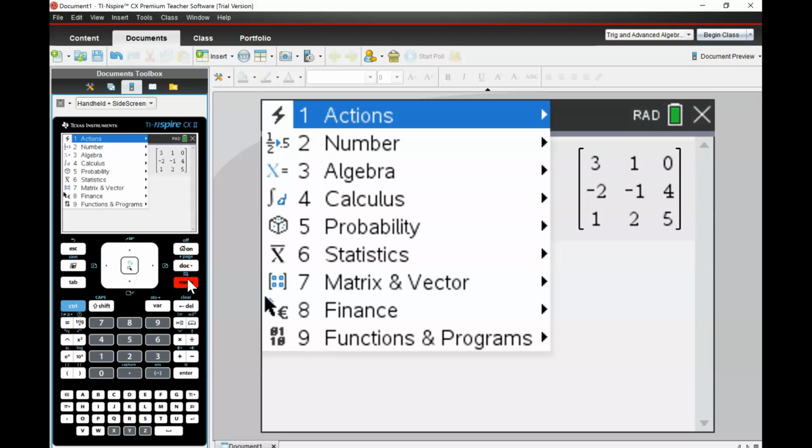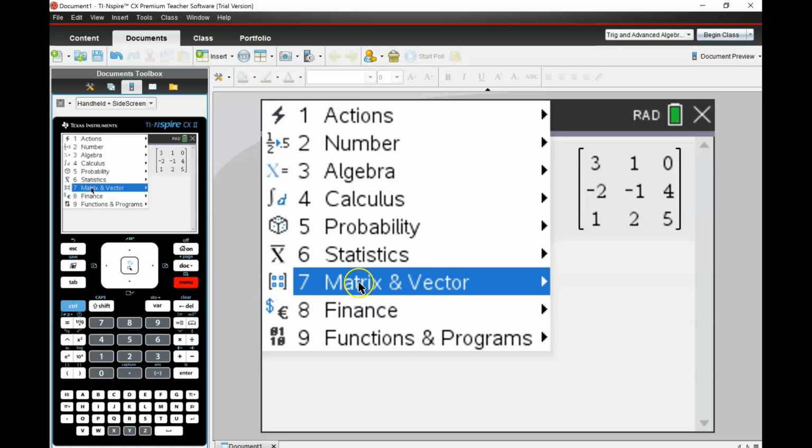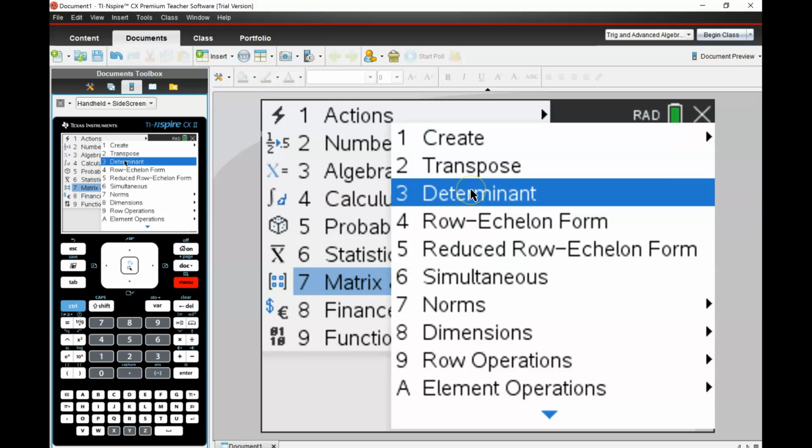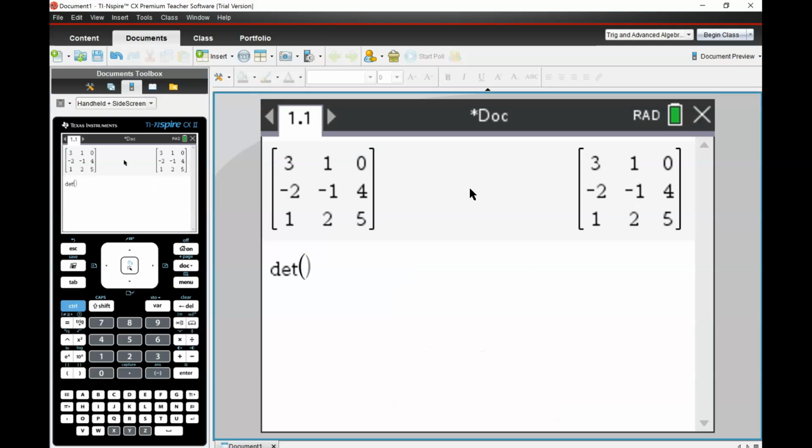Now we're going to go to menu. We're going to go back to matrix. But now, we want number 3 for determinant. Okay, now it says determinant of what? Control A.